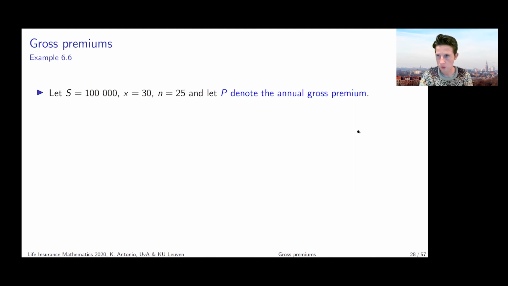So we've got S, the insured amount, 100,000 euro, that was given. We've got the age of the policyholder, 30 years, was also given. We've got the term of the insurance contract, 25 years, also given. And we use the symbol P for the premium. That's what we should calculate in this exercise.